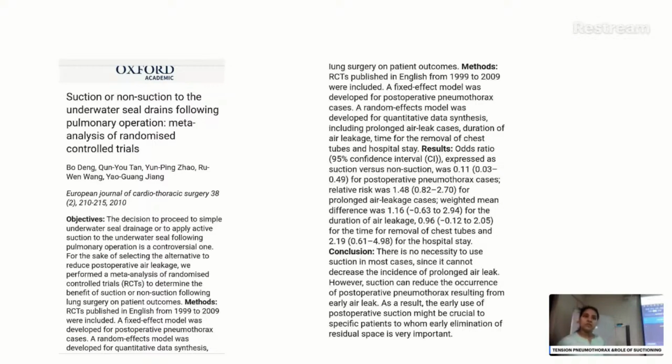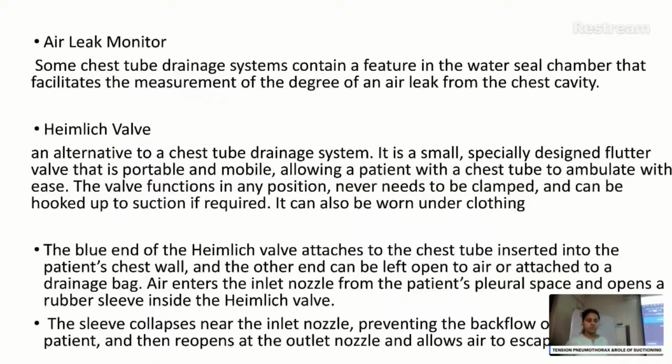That means it depends on the surgeon's decision. If the surgeon suspects that the patient can land up with an air leak or pneumothorax after surgery, then it is better that after insertion of the ICD we attach it to any kind of suction system, whether dry suction system or wet suction system.